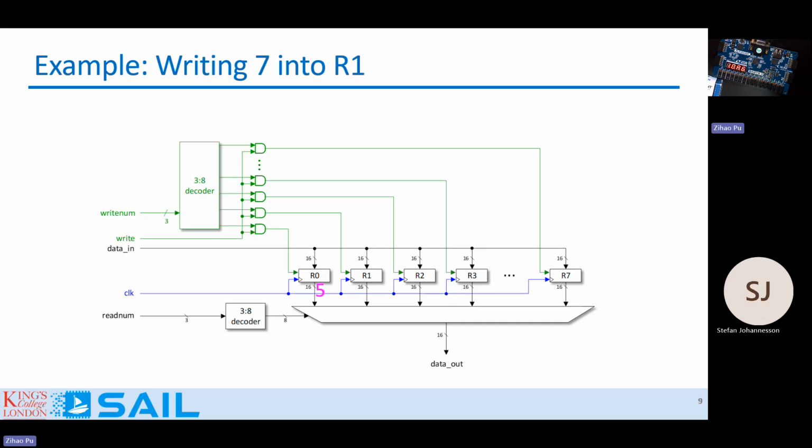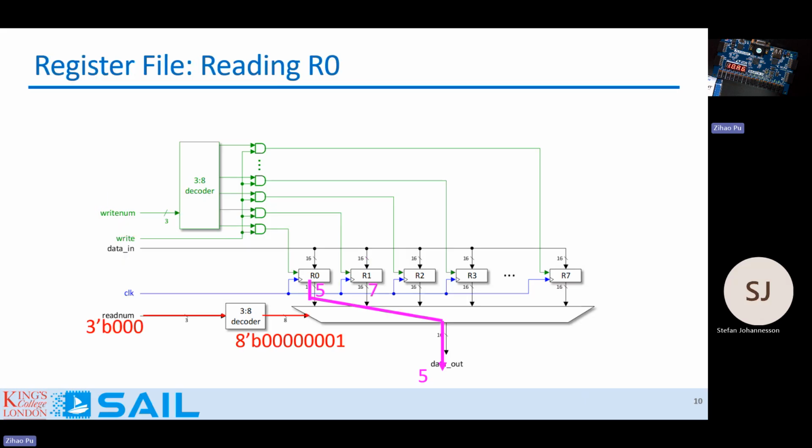Another example, trying to write 7 into R1. So I prepare my data, and I prepare the address, which is 1, and the decoder will decode to the exact register I want to write. And I give a write signal, which is ANDed with the decoder to tell which register to write. And then the clock comes in, and the data is successfully written into register R1.